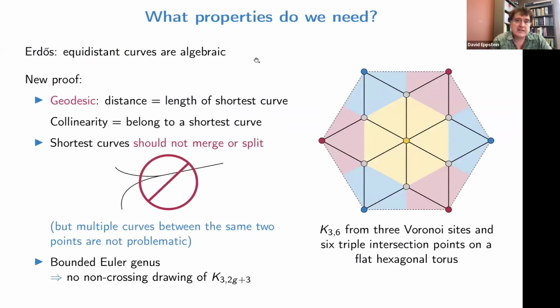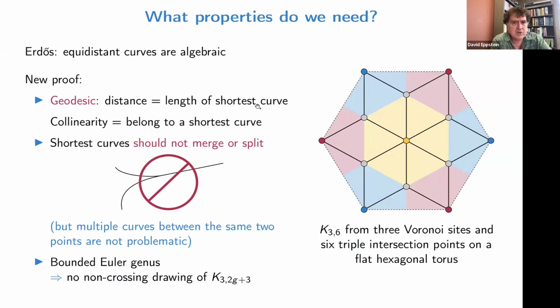So in order to generalize that theorem to other metric spaces, if we are using Erdős's proof, we need to understand the algebraic properties of these bisector curves, these curves that are equidistant from 2 points. For the new proof, you can tell it's a new proof because it needs different properties to be able to generalize to other metric spaces. The properties we need are that the metric space is a geodesic space. That means that the distance between any 2 points is the length of the shortest curve between those 2 points. The length of a curve can be defined as a limit of sums of distances of sequences of points along the curve.